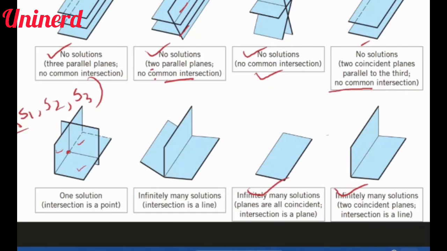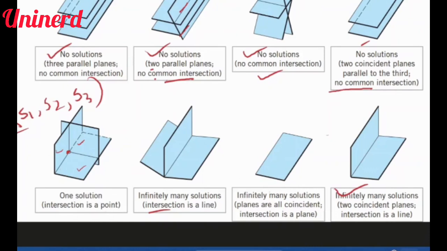So this is a common intersection line. Three of them have a common intersection line, but this has no solution. This has infinitely many solutions. Why? Because this line has infinitely many points within it. This line can go on and on and on, so it will have infinitely many points in it, right? In this case, the intersection is a line. But if we have the intersection as a point, then it will have only one solution.